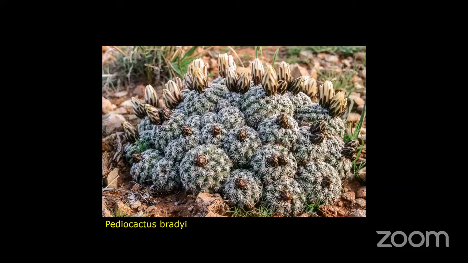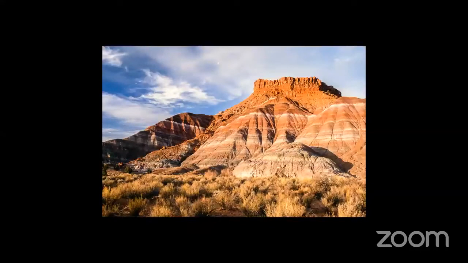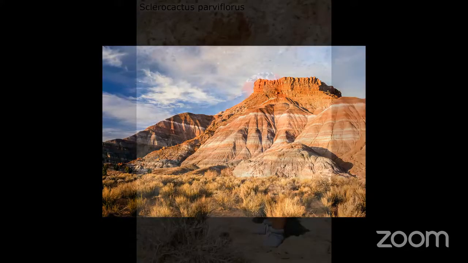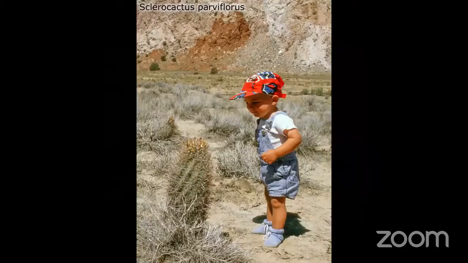So let's travel now a little bit to the north, very close to the Utah-Arizona border, where there's some very beautiful rock formations along the Paria River. Also along the Paria River is a location where the very largest specimens of Sclerocactus parviflorus can be found.